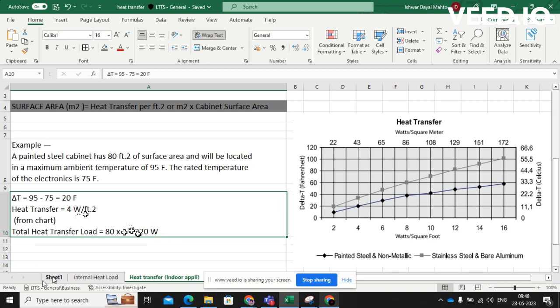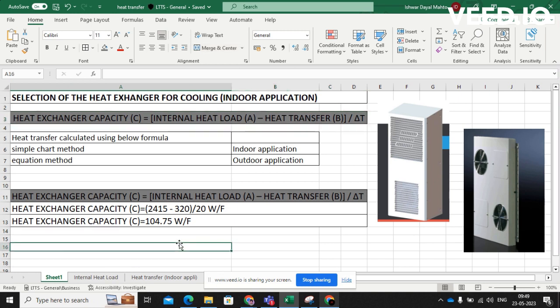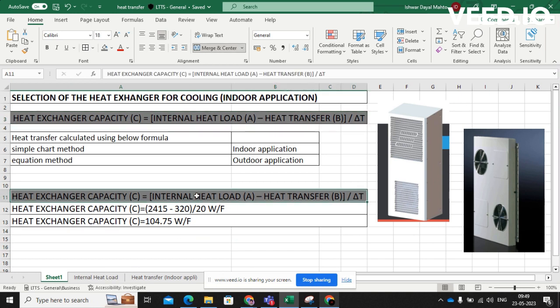Now let us go to our first sheet and put the internal heat load and heat transfer in our main formula. When we put the internal heat load 2415 minus the heat transfer load 320, and the whole term is divided by the temperature difference of 20 degrees Fahrenheit, the heat exchanger capacity is 104.75 watt per degree Fahrenheit.